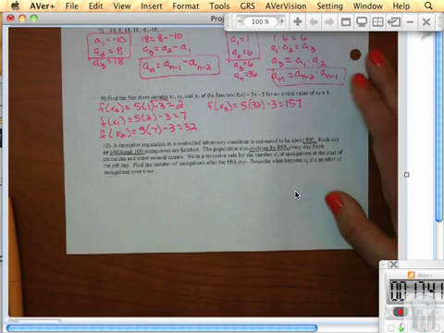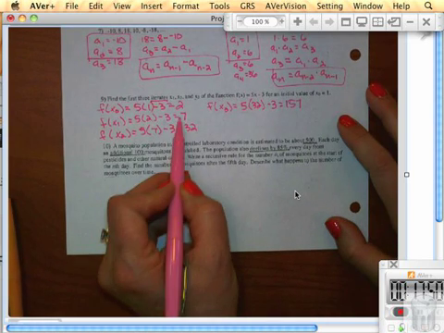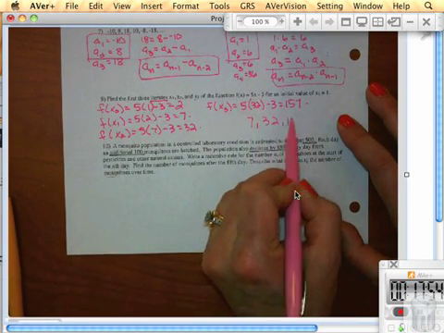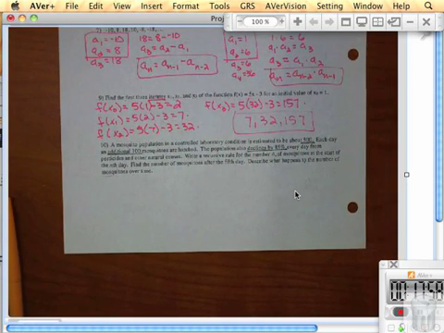Okay, now, what is it asking me to do? Find the first 3 iterates of x sub 1, x sub 2, x sub 3. So that would be this one, and this one. So I would just write them down. That's your answer. That's not bad. Keep it straight.